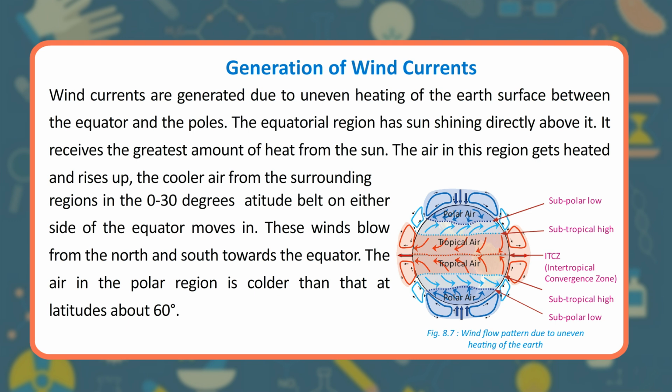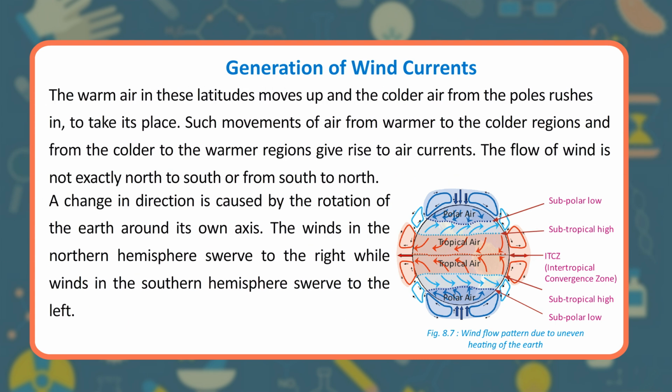The air in the polar region is colder than that at latitudes about 60 degrees. The warm air in these latitudes moves up and the colder air from the poles rushes in to take its place. Such movements of air from warmer to the colder regions and from the colder to the warmer regions give rise to air currents. The flow of wind is not exactly north to south or from south to north.